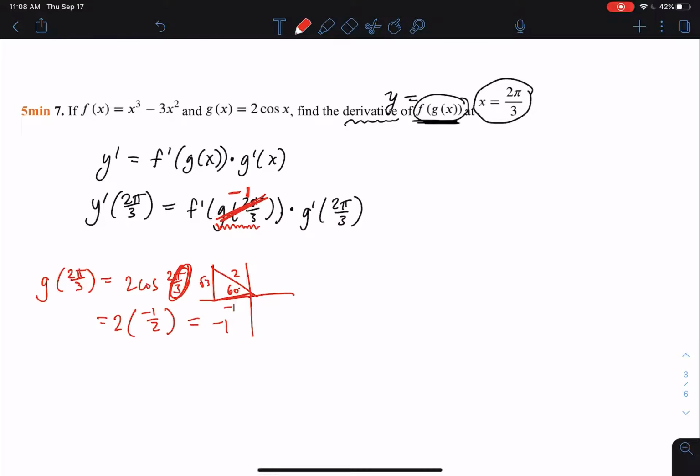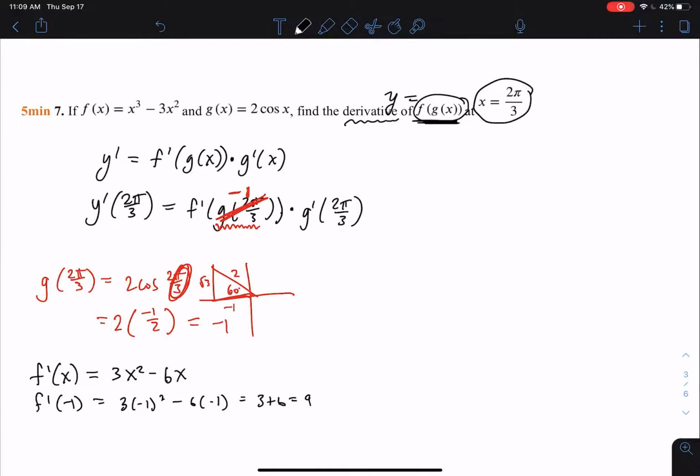Now we need to find f prime of -1. So what should we find first? If I want f prime of -1, first we should find f prime of x. Well, that's straightforward, just a power rule. So that's 3x squared minus 6x. And now we can plug in -1. So that will be 3 plus 6, 9.